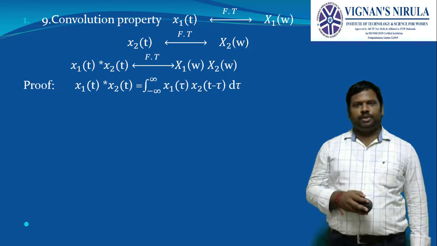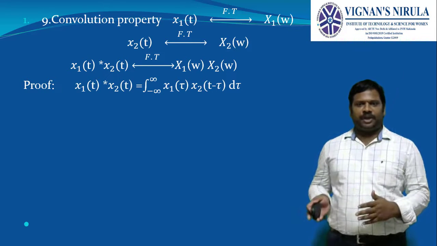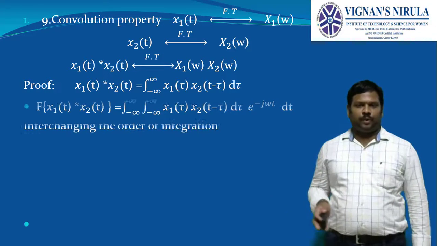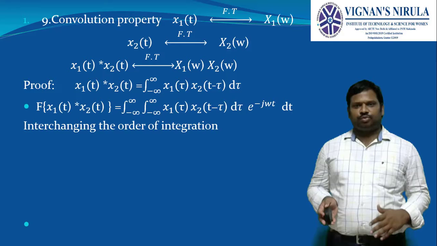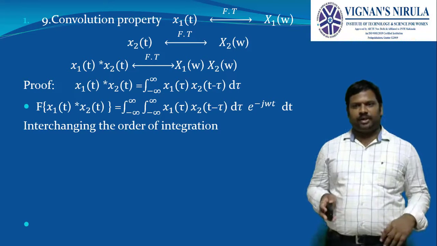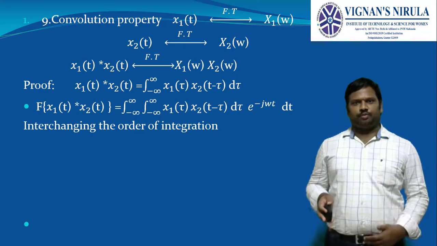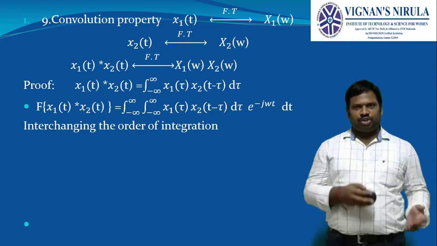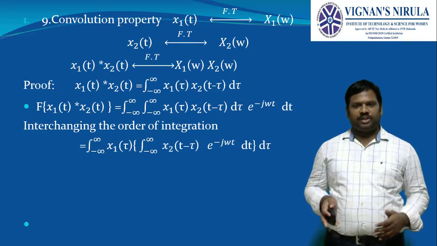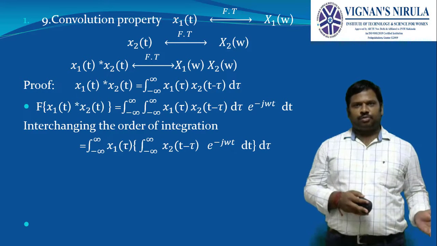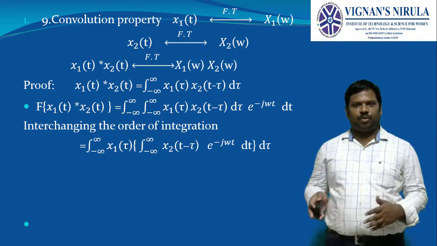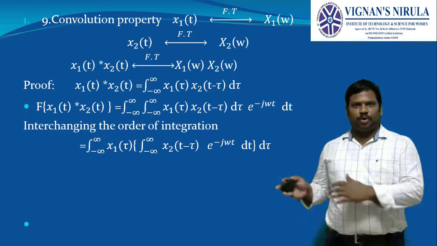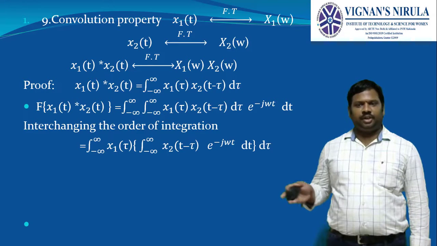Generally, the convolution between the two signals is given as the integral from minus infinity to infinity of x1 of tau, x2 of t minus tau d tau. Taking the Fourier transform of that, we get a double integration, substituting the convolution formula, with d tau and e power minus j omega t dt. Now change the order of the integrations. First take the integration with respect to tau, from minus infinity to infinity x1 of tau, and next the integral from minus infinity to infinity x2 of t minus tau e power minus j omega t dt d tau.